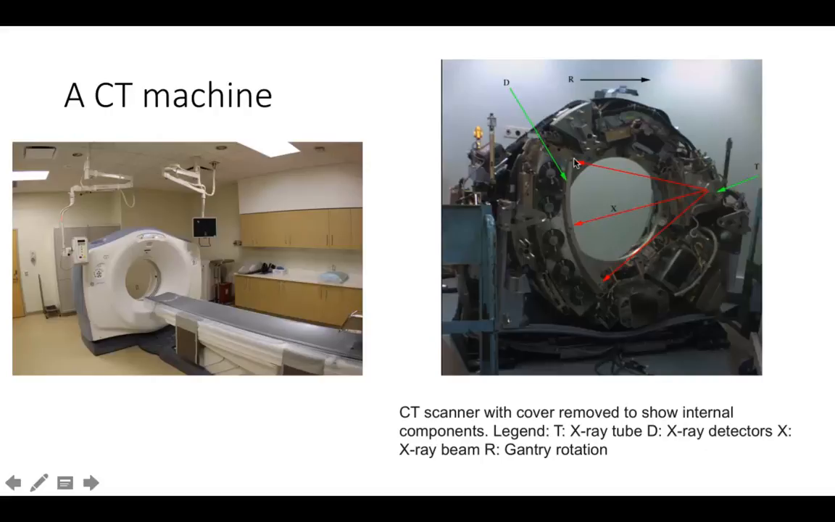And in the detectors, this sort of semicircular line would be your detectors. The X-ray beam would be these red lines, and it's not just three, they're just showing sort of the outer limits. In the center, basically, the X-ray beam is continuous along here.